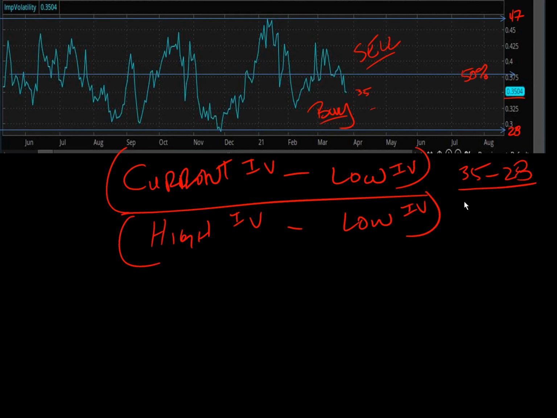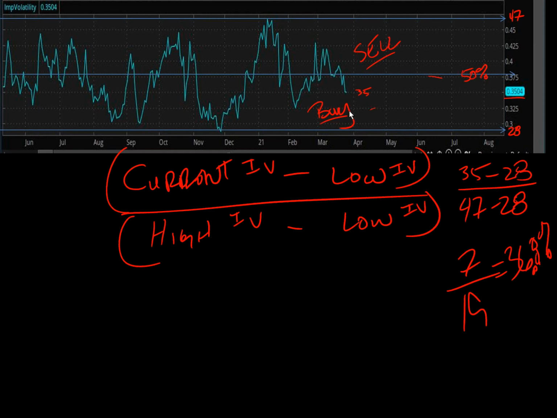And we divide that by the high, 47 minus 28, right? So basically we are looking at 7 divided by 19, which is going to give us 36 or 37%, 36.8%. All right. So my rule is below 50% we want to buy and above 50% we want to sell. So we would be looking to buy option strategies because we know we're getting them relatively cheap.